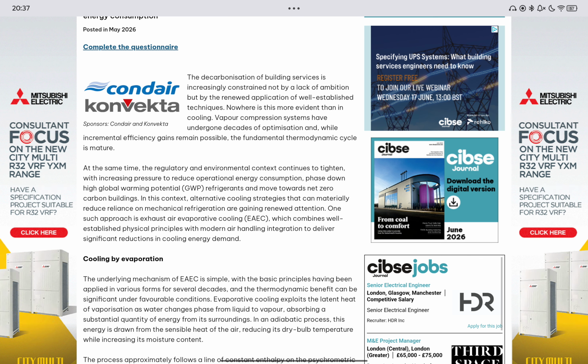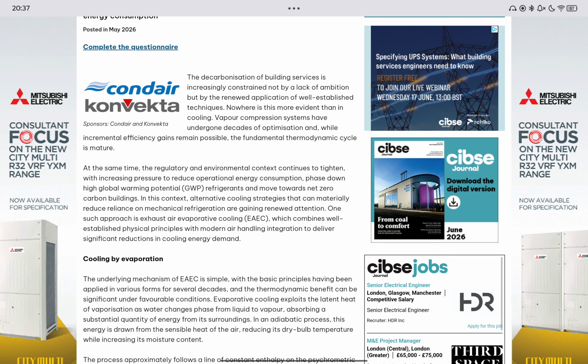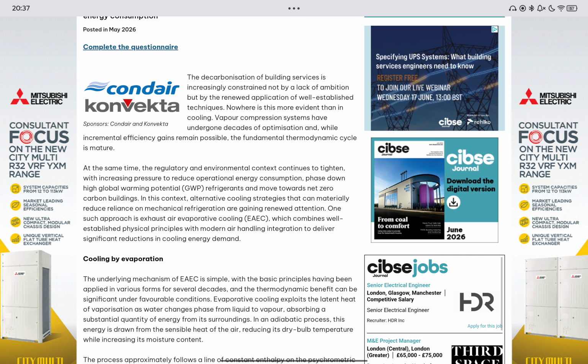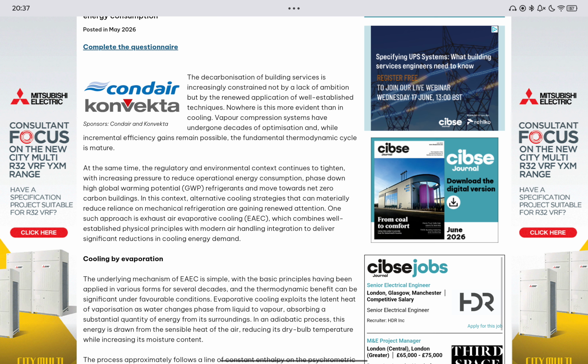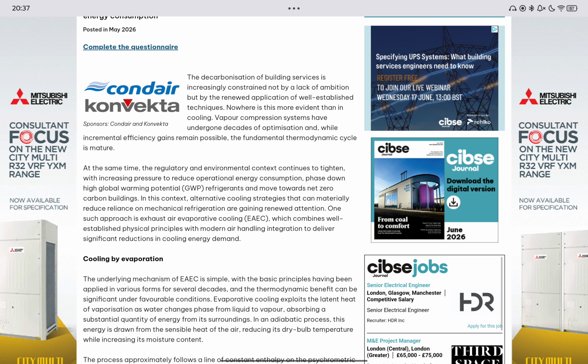In this context, alternative cooling strategies that can materially reduce reliance on mechanical refrigeration are gaining renewed attention. One such approach is exhaust air evaporative cooling, or EAEC, which combines well-established physical principles with modern air handling integration to deliver significant reductions in cooling energy demand.